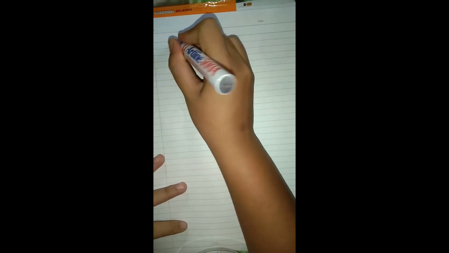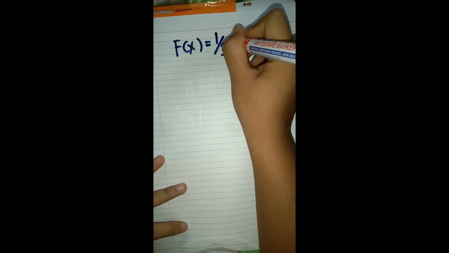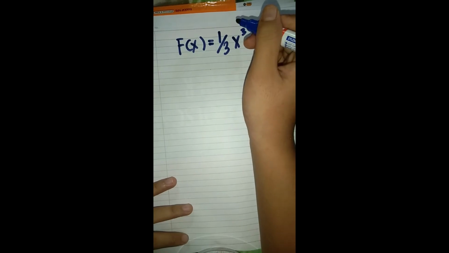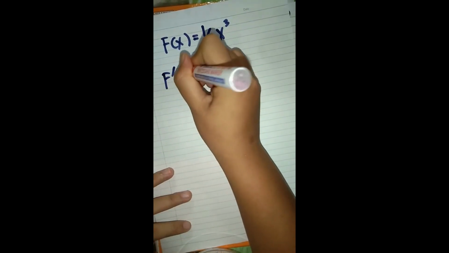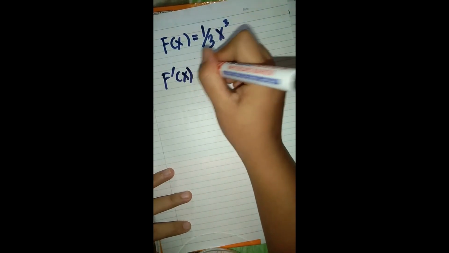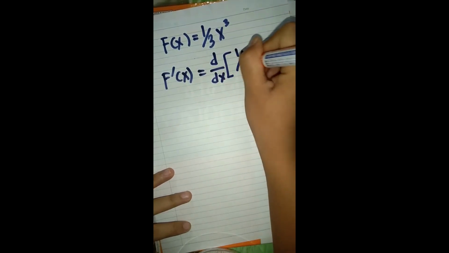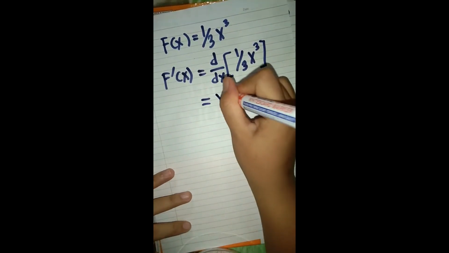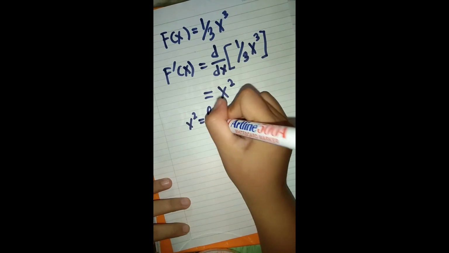Example: F(x) equals 1 over 3 x cubed is an antiderivative of f(x) equals x squared, because for each x in this interval, F prime of x equals d/dx of 1 over 3 x cubed, and we will get x squared. x squared equals f(x).